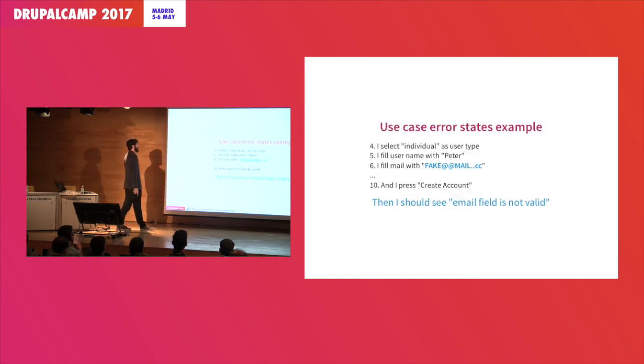So an error state could be like if I fill mail with fake mail and I press create content, then I should see email field is not valid. My recommendation is try to group all error states in the same test. We are going to see them later, how we structure those tests. And of course, it's subjective, okay? You can take whatever you want of that presentation.